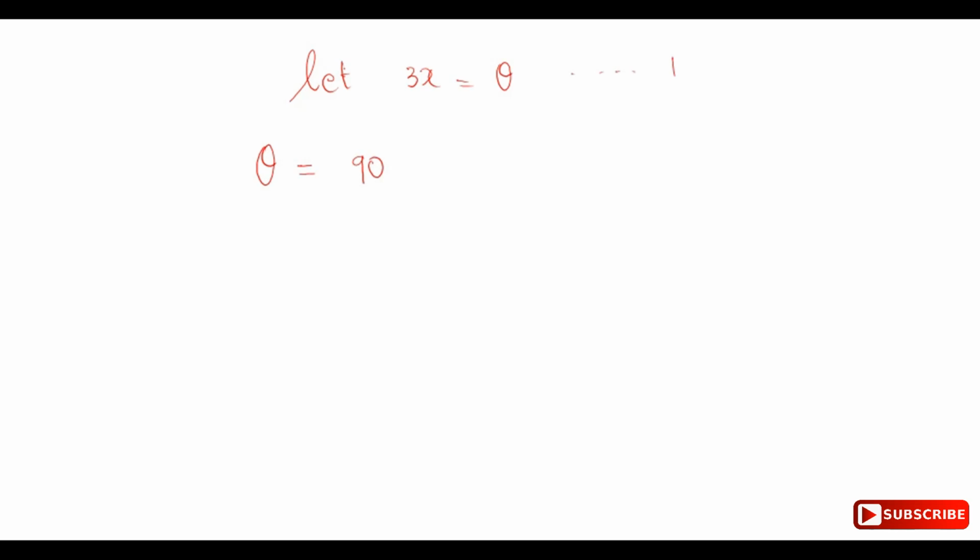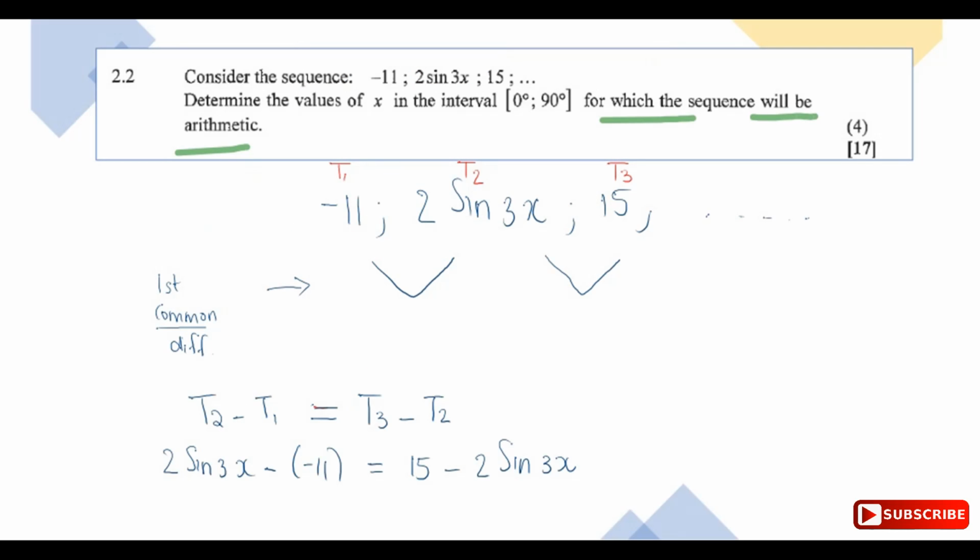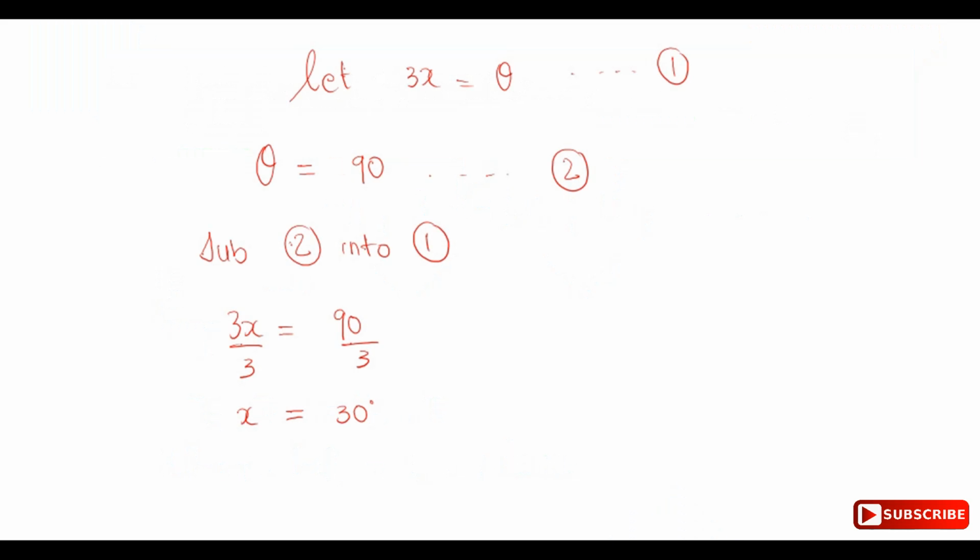So this will be your equation 1, this will be your equation 2, and then you're simply going to sub 2 into 1. So when you sub 2 into 1, what will you have? You have 3x is equal to 90 degrees. And then you can simply solve for your x. So your x is equal to 30 degrees. So the value of x in the interval for which the sequence will be arithmetic is when your x is equal to 30 degrees.